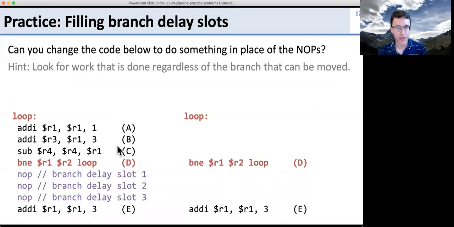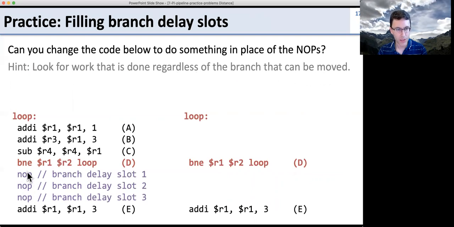Okay, so let's take a look at this here. Can you change the code below to do something in place of the no-ops? So we had these 3 no-ops in here because we need to make sure that we didn't execute instructions we didn't want to. Can we do something more clever? And the hint here is to look for work that's done regardless of the branch.